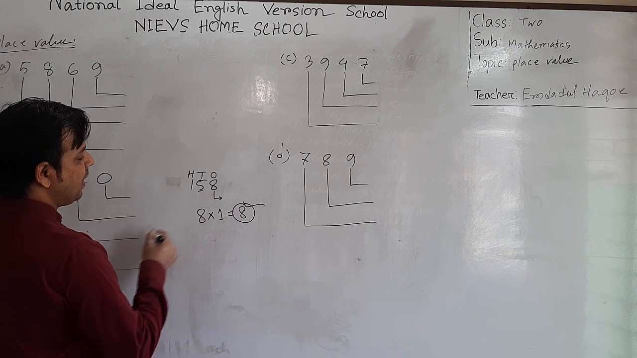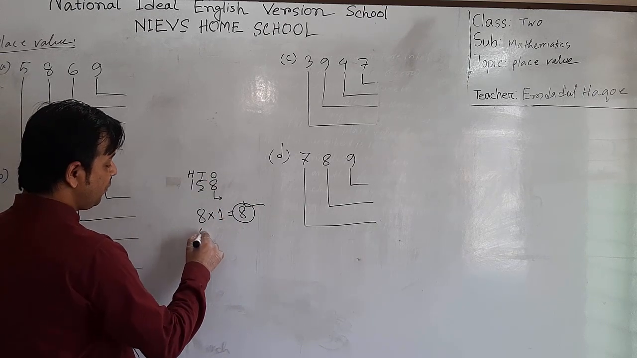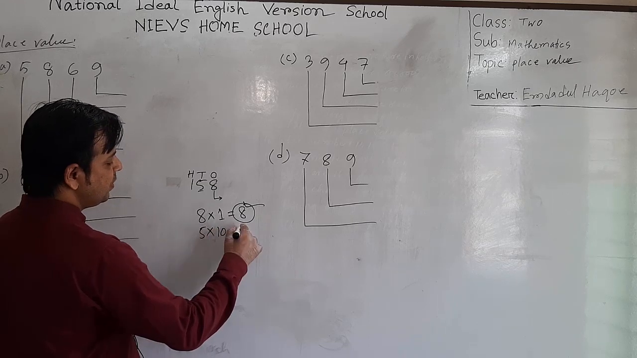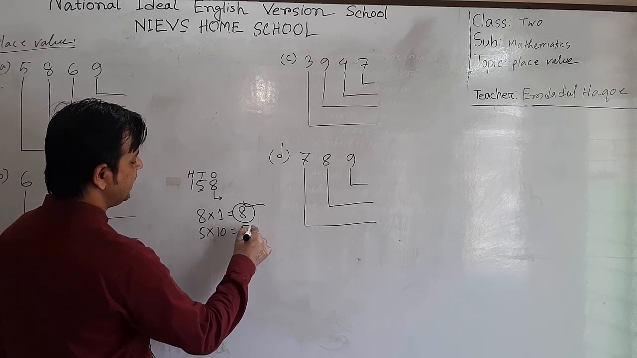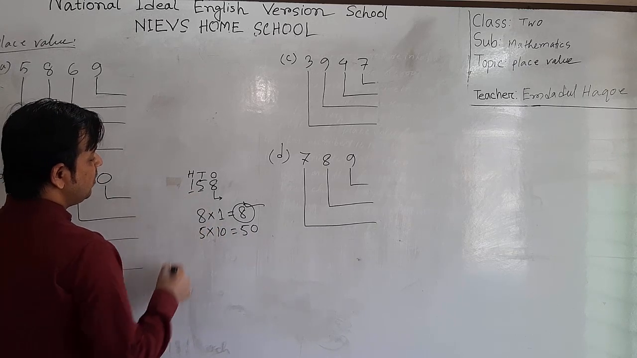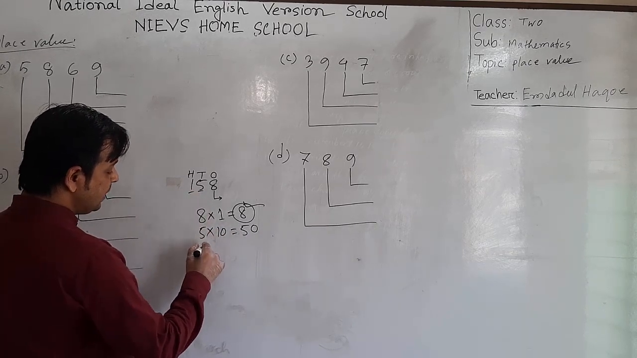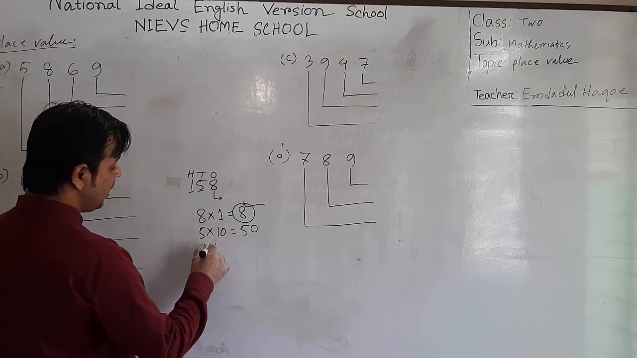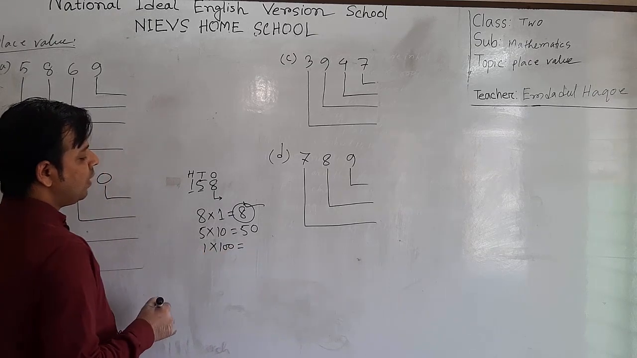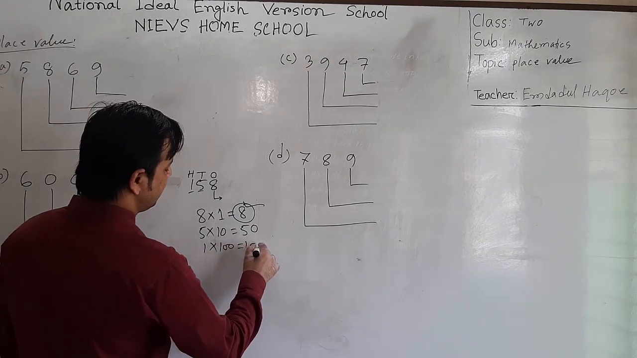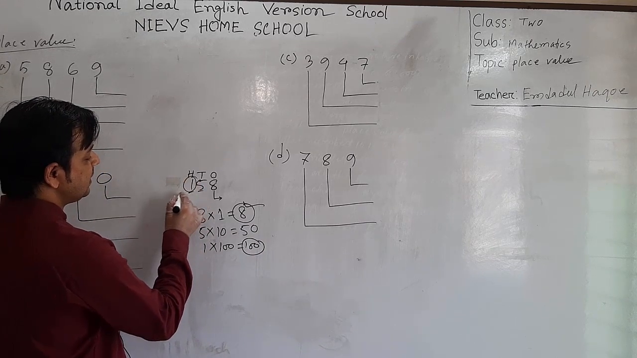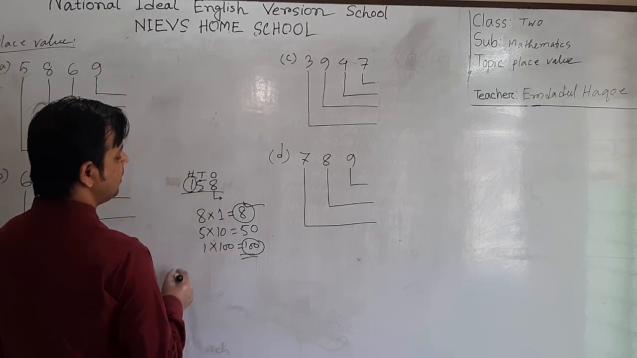Now place value of 5. Position of 5 is tens. If we multiply 5 by 10, we will get the place value of 5, that is 50. 5 tens are 50. Then last digit is 1 here. Position of 1 is 100. So if we multiply 1 by 100, we will get 100. So we can say place value of 1 in this number is 100.